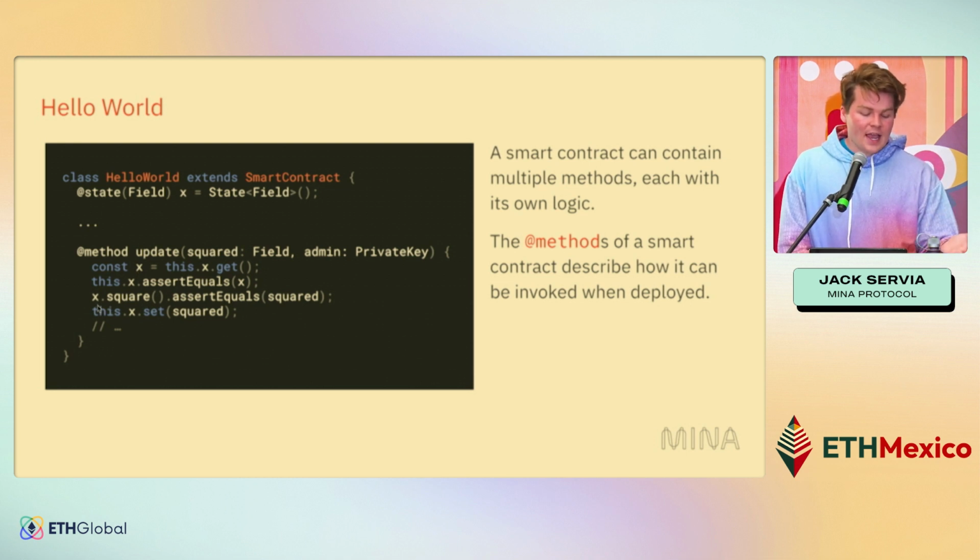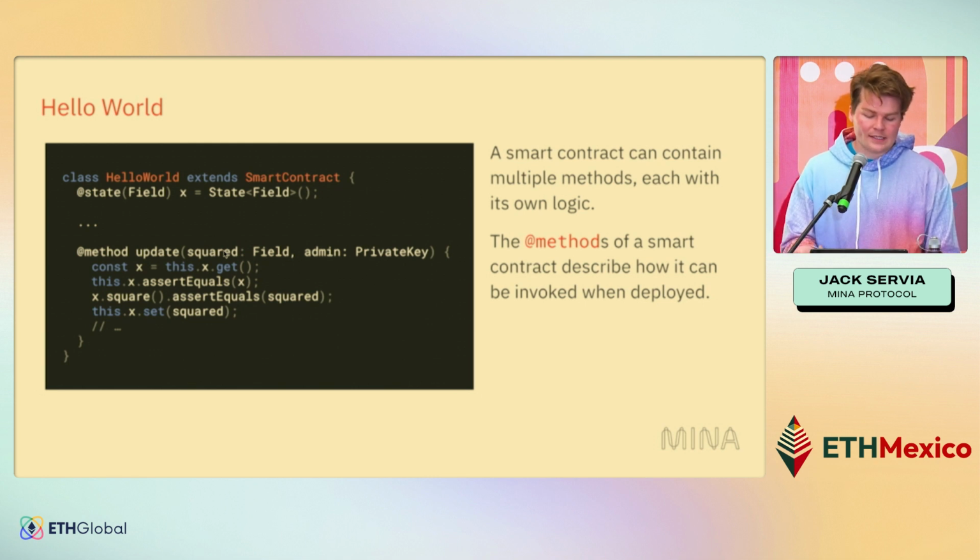And so then we take x and we call the square method, which is built into the field type. And then we assert that it's equal to squared, and squared is the thing we pass in. And so if we don't pass in the square of x, we just can't generate a proof, and you won't be able to send a transaction to Mina. And then what we do is we take x and we set it equal to squared. So we set this state variable x equal to the squared value that we passed in.